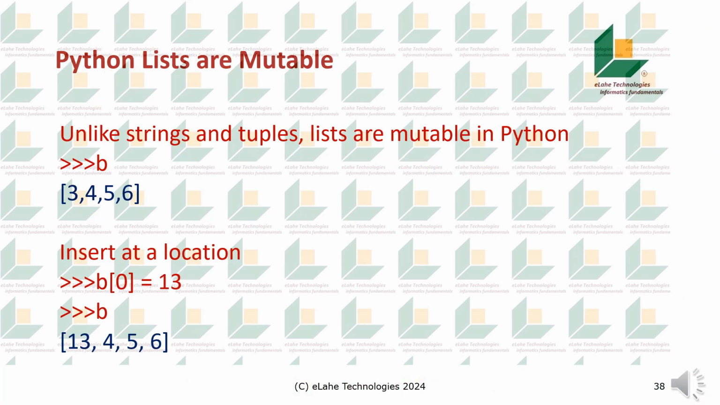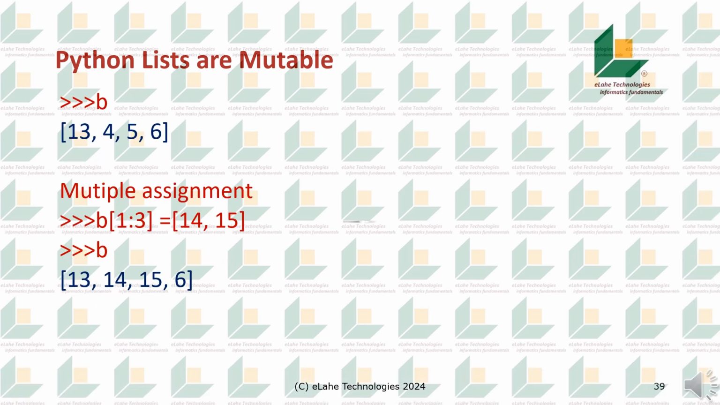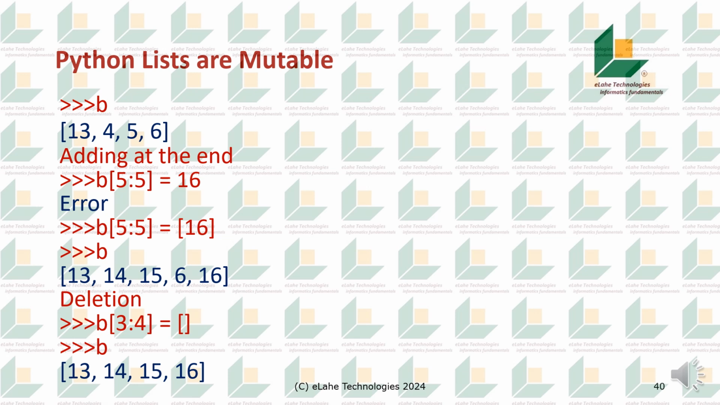Unlike strings and tuples, lists are mutable in Python, which means a list can be modified. In the example, the element at location 0 is updated from 3 to 13. This example shows an instance of multiple assignment on list elements. Examples of insert and delete operations on a Python list are shown here.